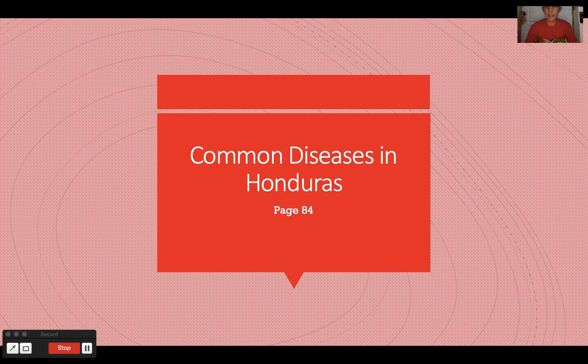For this partial, we're going to start with common diseases in Honduras. One recommendation that I told you is that if you don't know the meaning of each word, go to a dictionary from English to Spanish and look for the meaning and then write it in your notebook, right? I will speak a little Spanish right now.